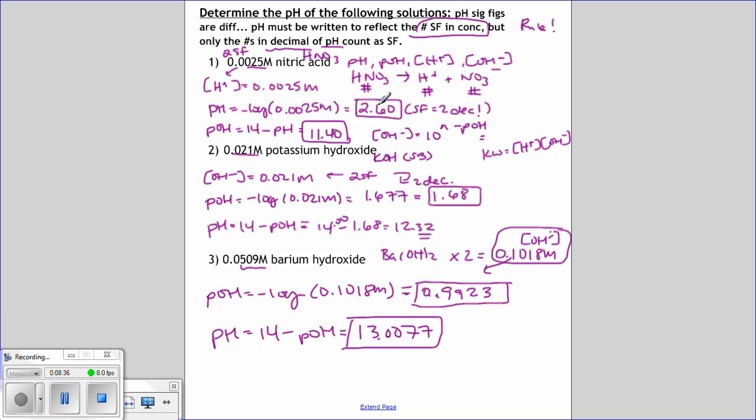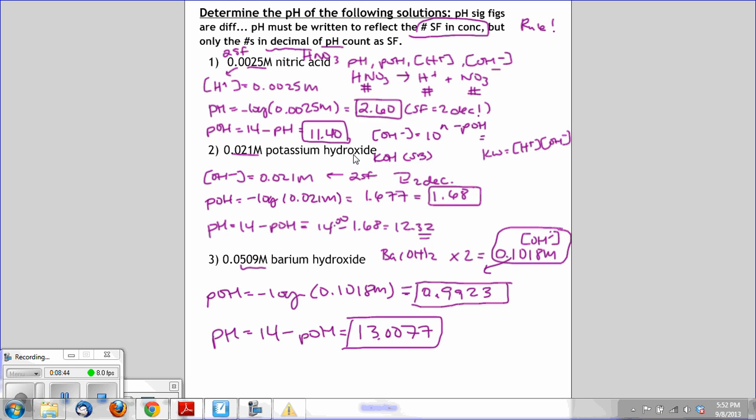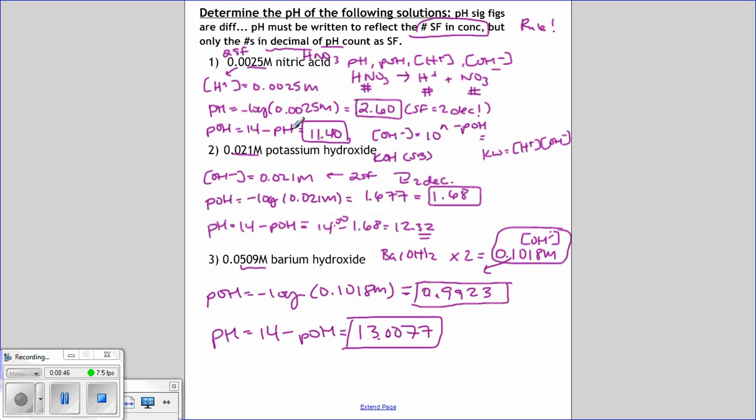The pH here is 2.6. That's great because this is a strong acid. It's a really diluted strong acid, and that's why it's not closer to 1 or 0. Here we have a base, and the base is somewhat diluted. When you look at your pH, you see it's 12.32. That's fairly basic as well, almost 13, 14.